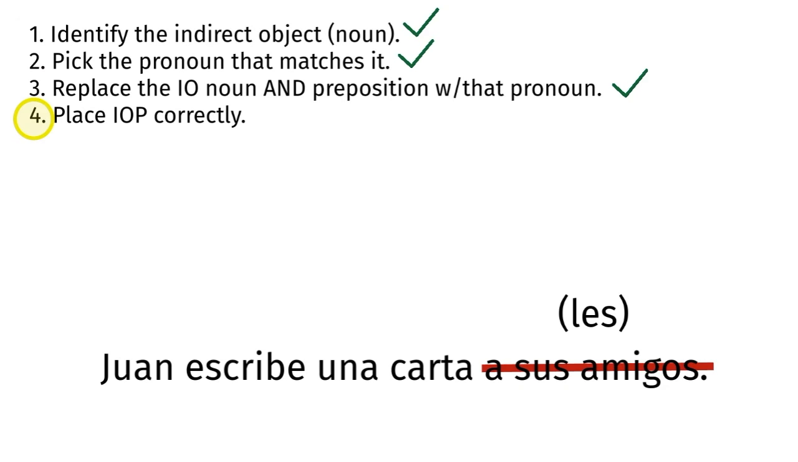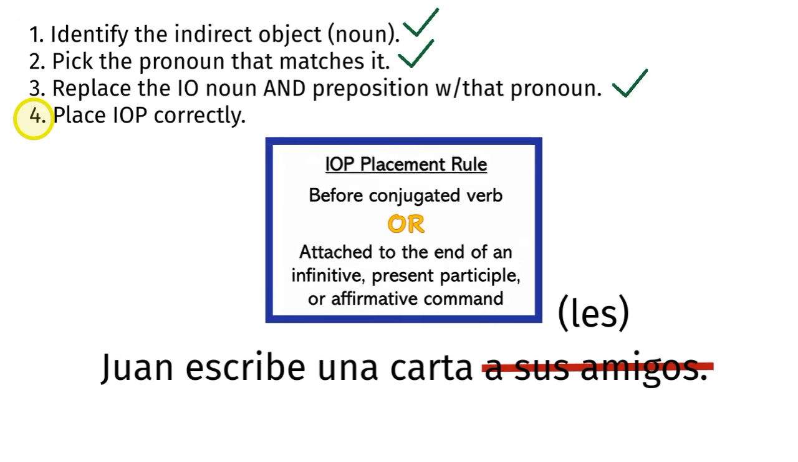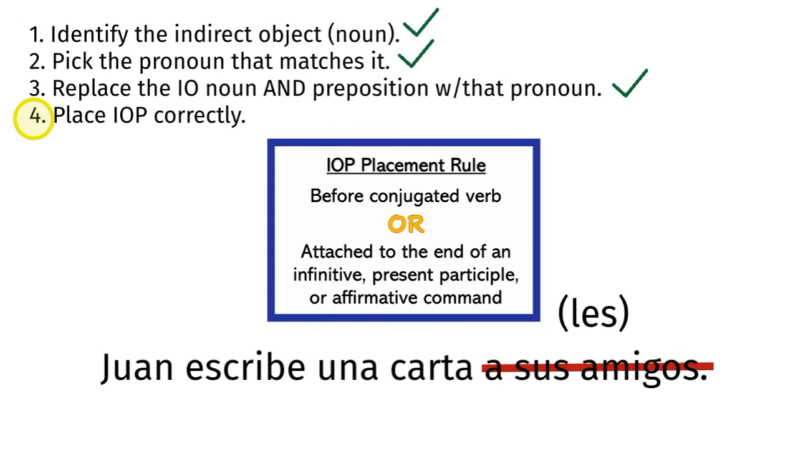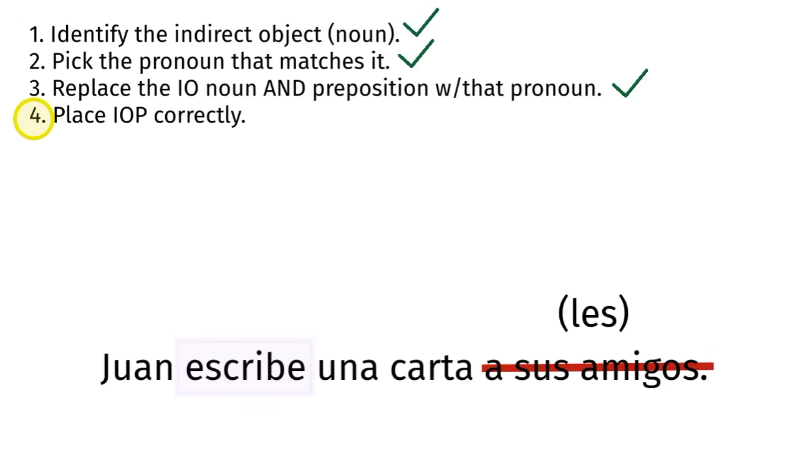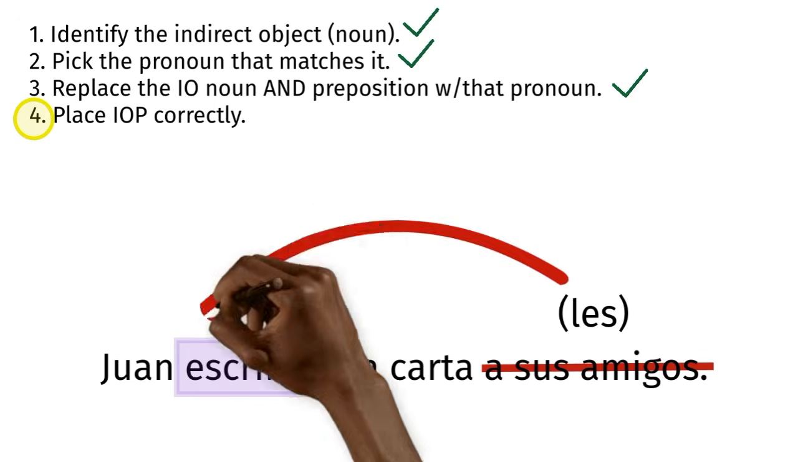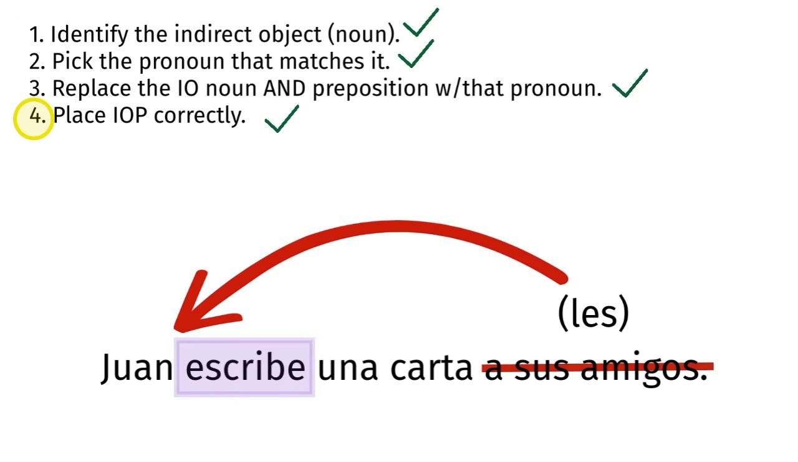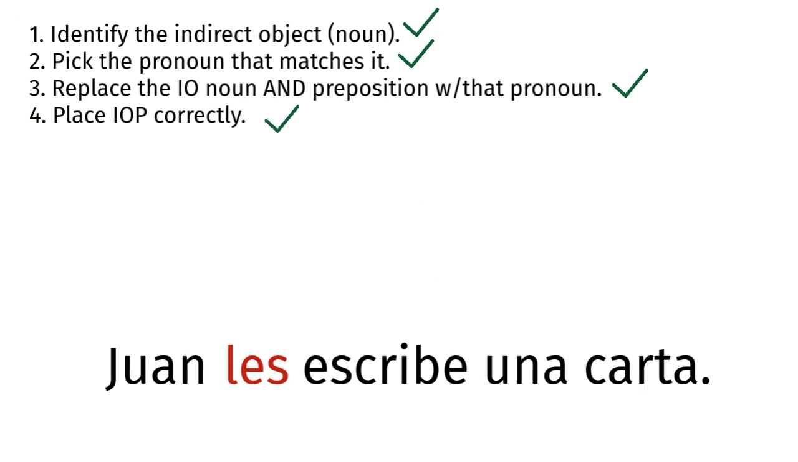Again, where can they go? Object pronouns go before the conjugated verb or attached to the end of the infinitive, present participle, or affirmative command. This sentence is pretty simple. There's only one verb, which we've already identified, escribe. So our fresh new indirect object pronoun goes before that, which means our correct answer is "Juan les escribe una carta."